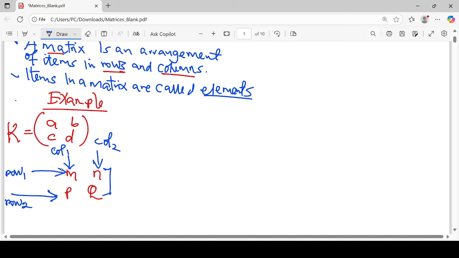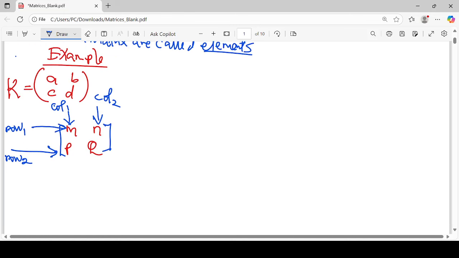So this is a matrix. Simply an arrangement of items in rows and columns gives you what is called a matrix. If in this case I'm asked how many rows are here, I can say I have 2 rows. The number of columns, dear learners, you can see I have 2 columns, that is column 1 and column 2.